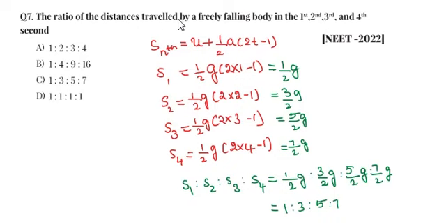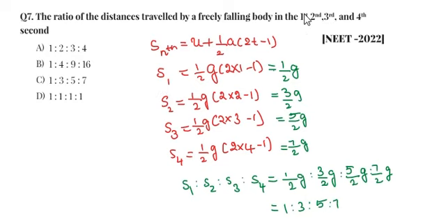In this question, the ratio of distance traveled by a freely falling body in the first, second, third, and fourth second. So, to find this distance, we can use this formula, which indicates that time interval. So, Sn is equal to u plus 1 by 2 a of 2t minus 1.